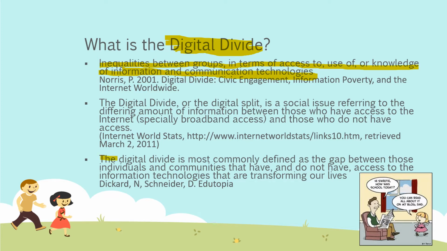The digital divide is most commonly defined as the gap between those individuals and communities that have and do not have access to the information technologies that are informing our life. Okay, so I love this definition because it's easy to understand. The whole thing is about the gap, the gap between those who can use the technologies and those who cannot.